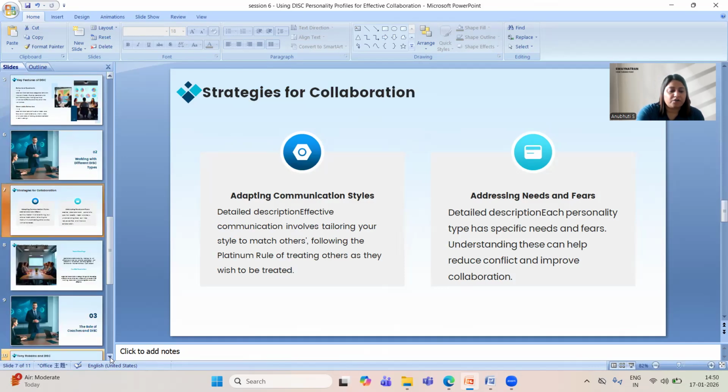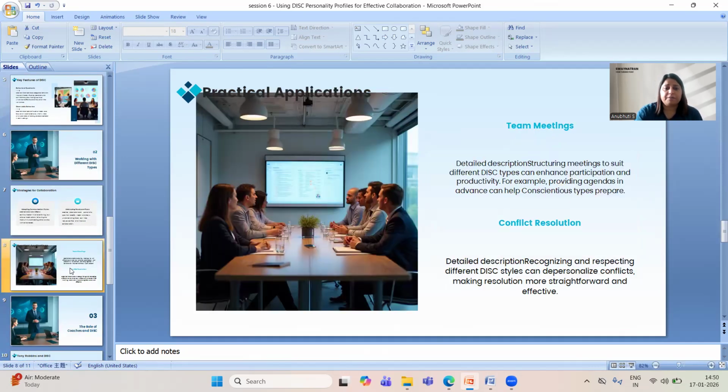Now, coming to the last part of it, what are the practical applications? As I explained, in team meetings, structuring meetings to suit different DISC types can enhance participation and productivity. For example, providing agendas in advance can help the conscientiousness type to prepare. In a similar way, you can make a list of those categories of personalities who really want to speak up by giving them space and a chance to speak, and providing the action item to the person who is really action oriented, and the person who wants to collaborate as the person who is leading the team.